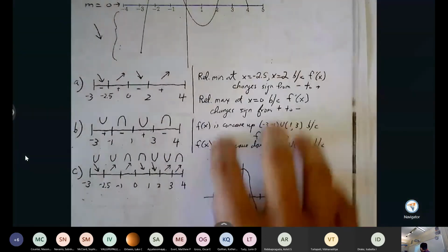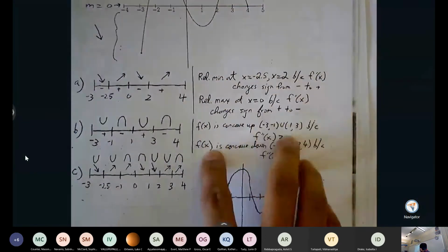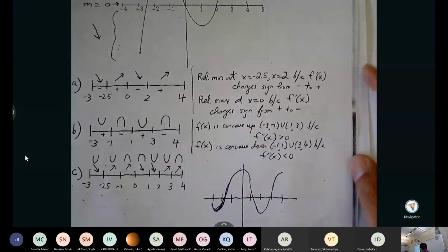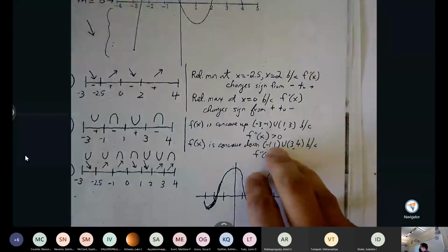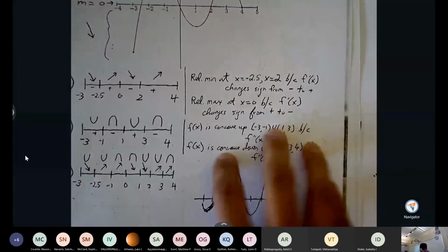On the test, I'll also be asking you for relative min, relative max, concave up, all that, but this is secondary, right? So do this at the end with the because statements if you have time, but do everything else first.